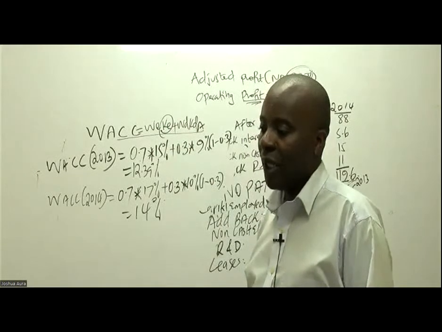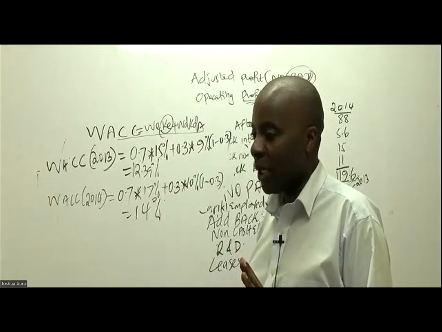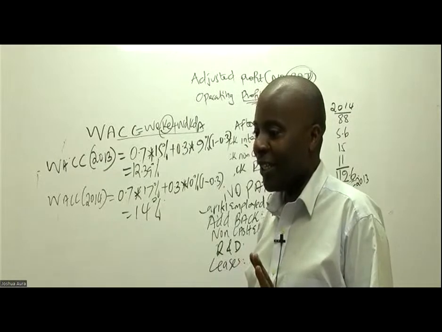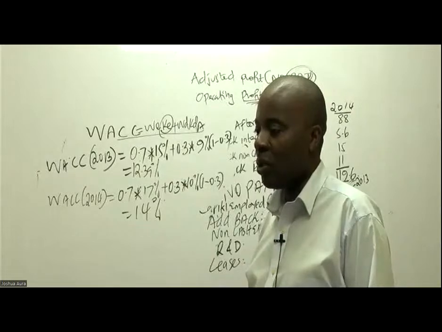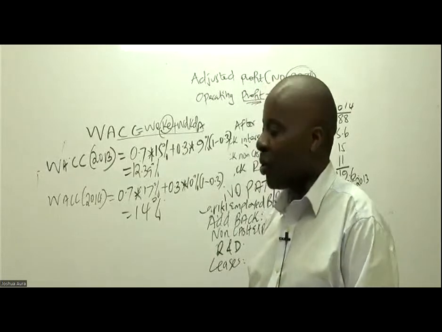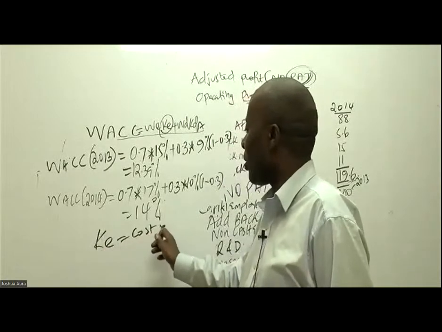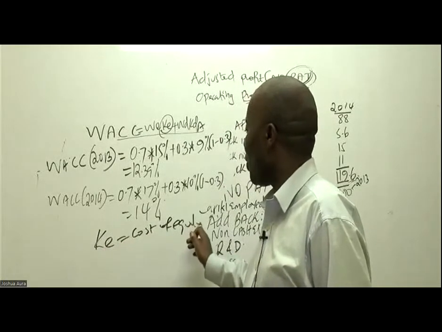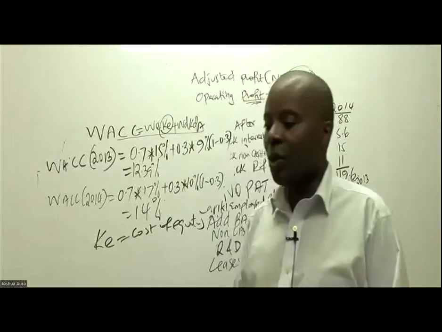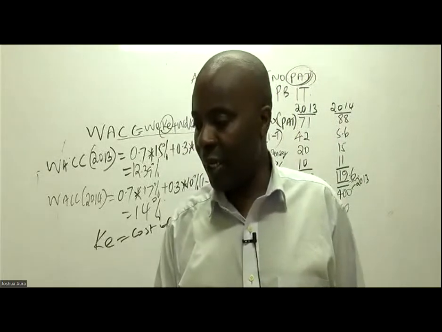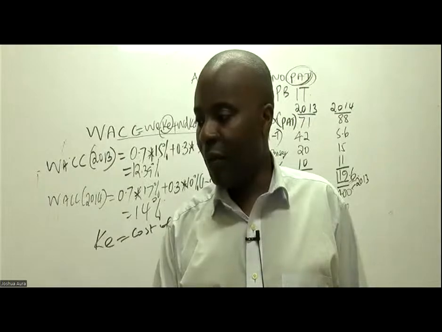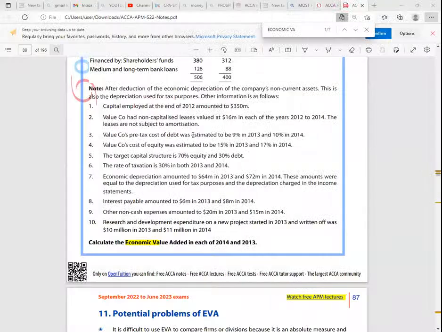KE, do you know the meaning of KE? KE is cost of equity. You never did advanced financial management or financial management in section 3. KE is cost of equity, and they have given you cost of equity for the 2 years. It's given here.